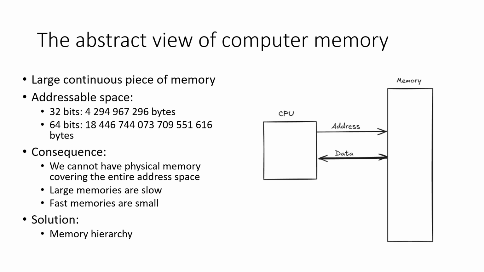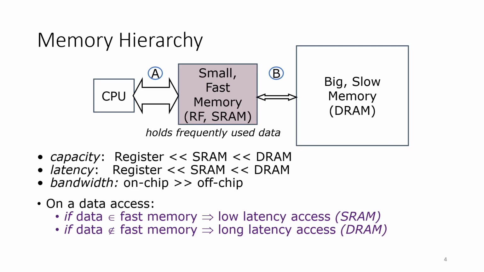Secondly, it's also a fact that large memories are slow and small memories are fast. Therefore, in high-performance computer systems, we always organize the memory in a memory hierarchy. The concept of a memory hierarchy means that you organize the memory in a computer in a hierarchy such that closer to the CPU you have small and fast memory to hold frequently used data, and only when you cannot find what you want in the fast memory you look in the larger slow memory.